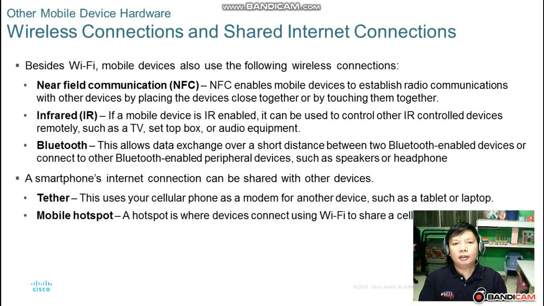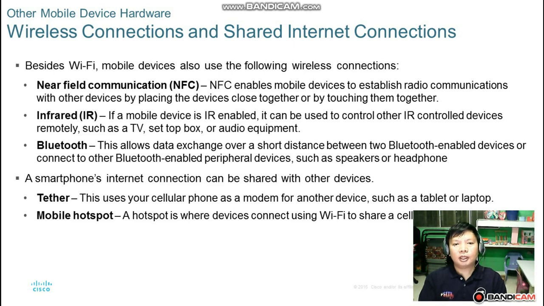Besides Wi-Fi, mobile devices also use the following wireless connections. Near-field communication, NFC. NFC enables mobile devices to establish radio communication with other devices by placing the devices close together or by touching them together. Infrared, or IR. If a mobile device is IR-enabled, it can be used to control other IR controlled devices remotely, such as a TV, set-top box, or audio equipment.